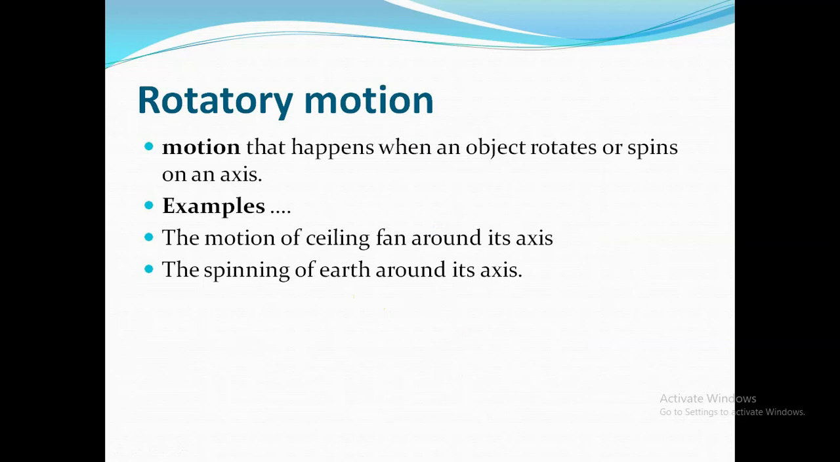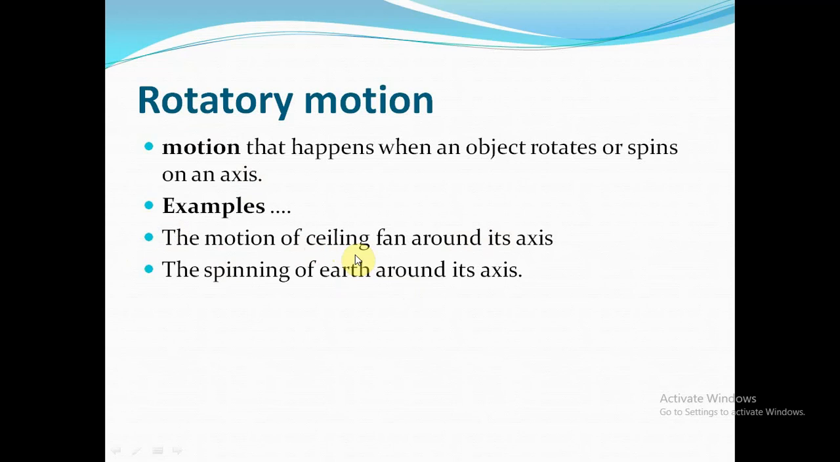The next type of motion is rotatory motion. It is motion that happens when an object rotates or spins on an axis. Examples: number one, the motion of a ceiling fan around its axis; number two, the spinning of the earth around its axis. Again, listen: rotatory motion is motion that happens when an object rotates or spins on an axis, or around an axis. Examples are the ceiling fan and the spinning of the earth.